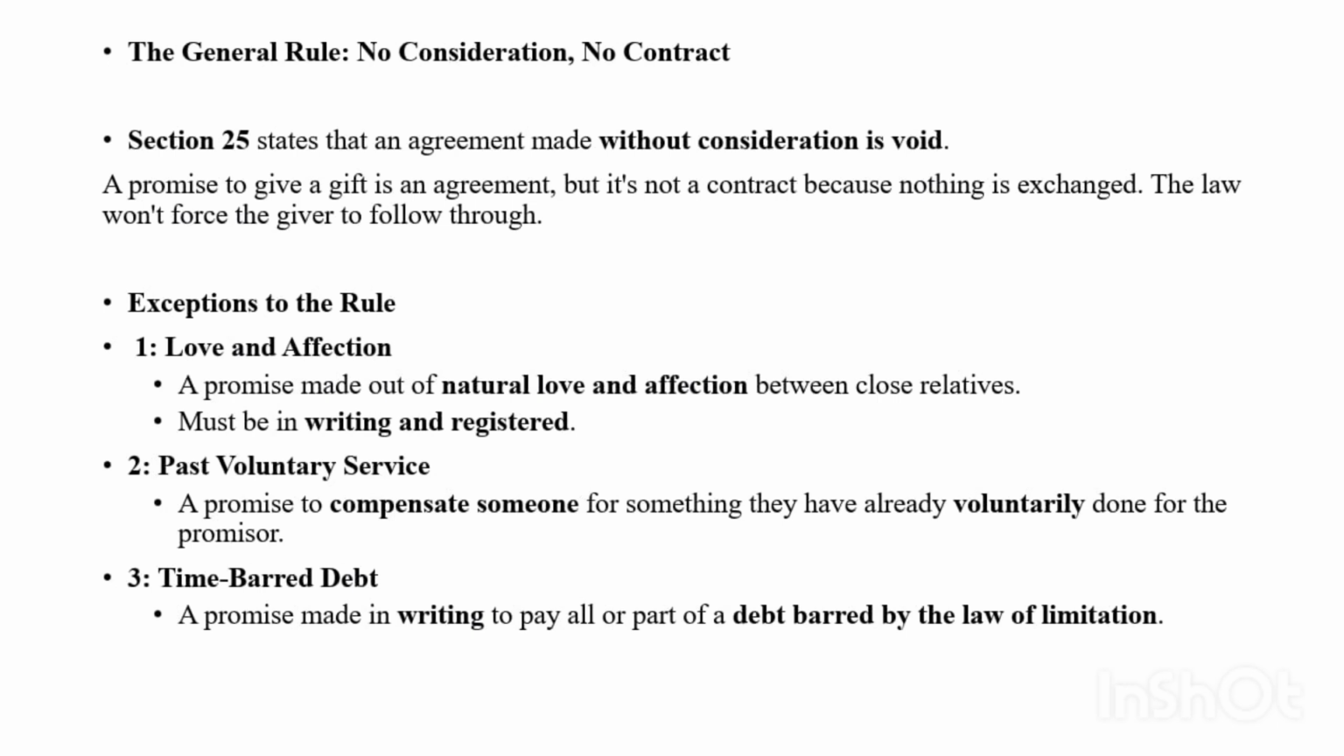And let's see exemption to the rule. First one is love and affection. A promise made out of natural love and affection between close relatives, and it must be in writing and registered. Past voluntary services. A promise to compensate someone for something they have already voluntarily done for the promiser. The third one is time barred debt. A promise made in writing to pay all or part of a debt barred by the law of limitation.